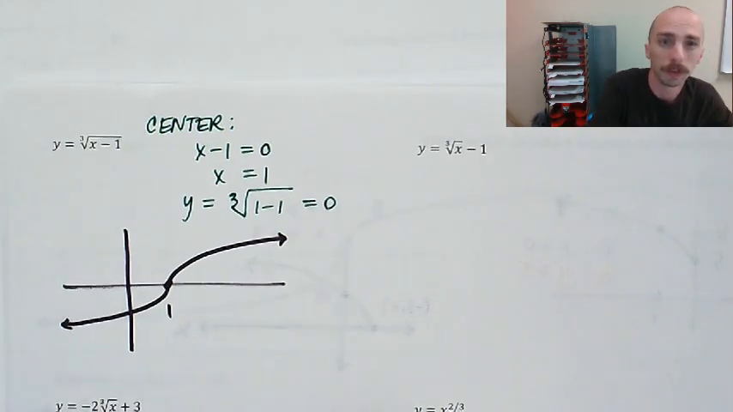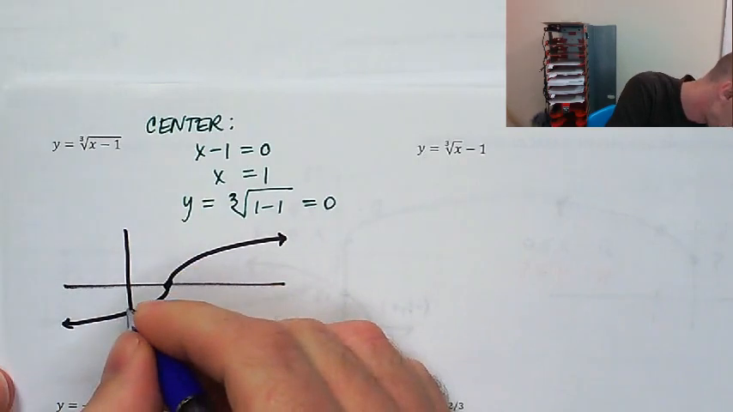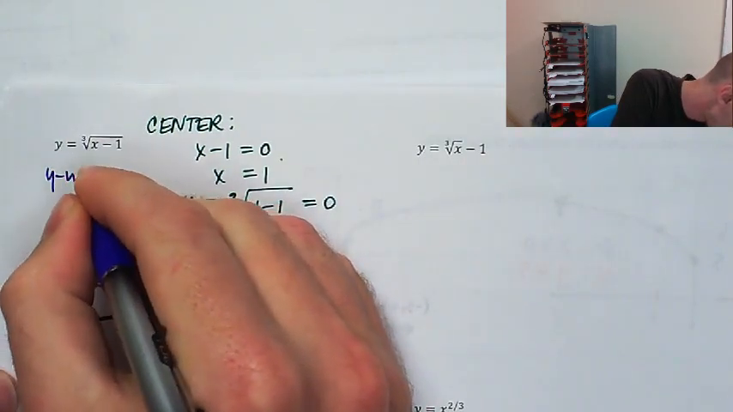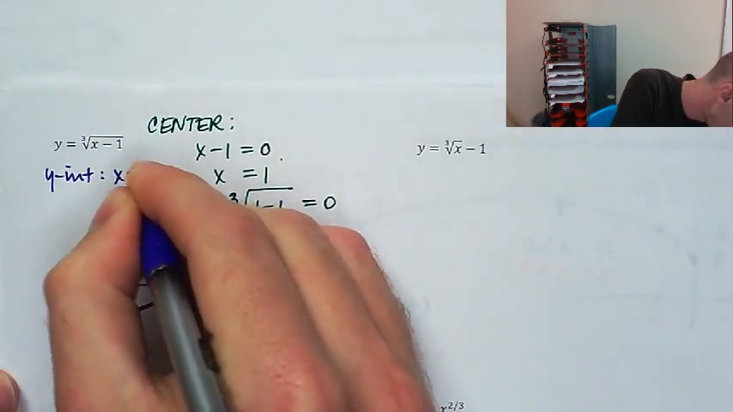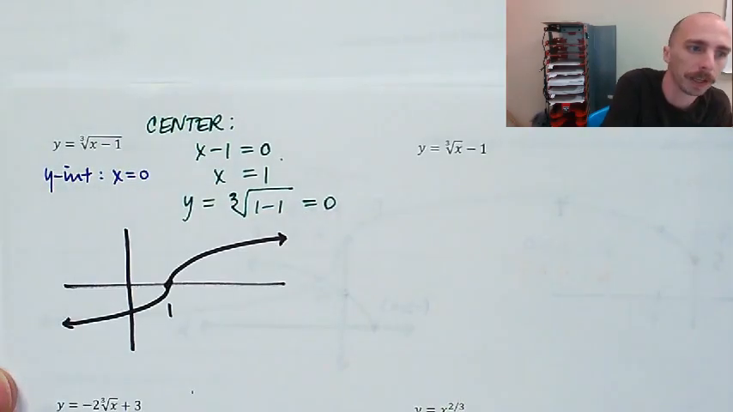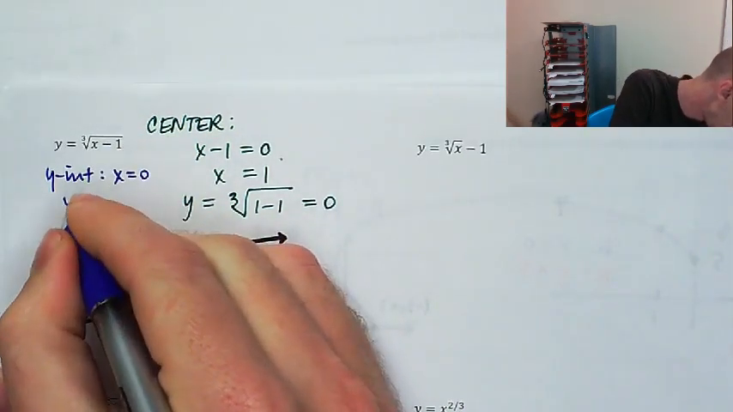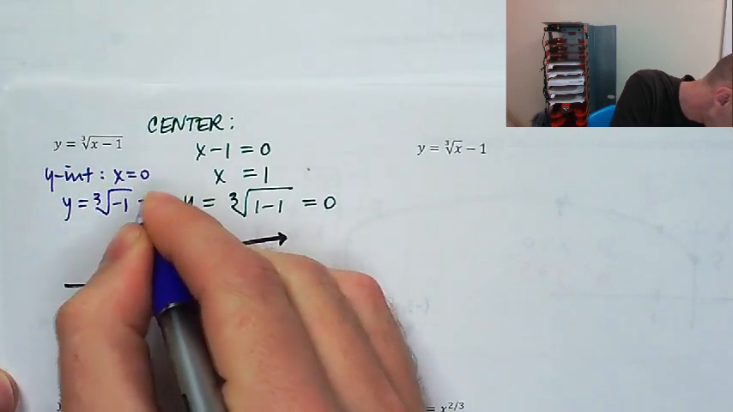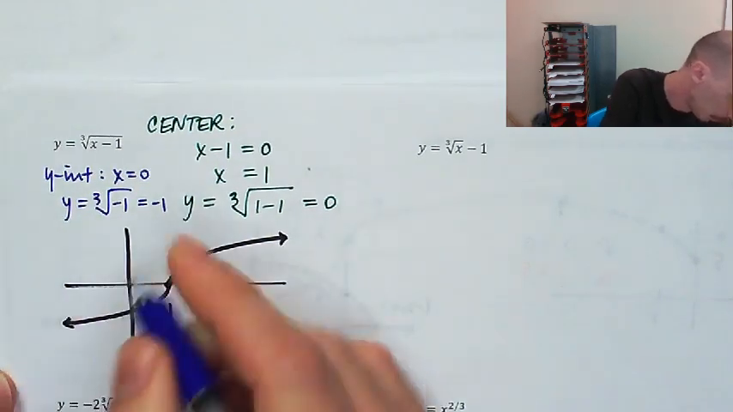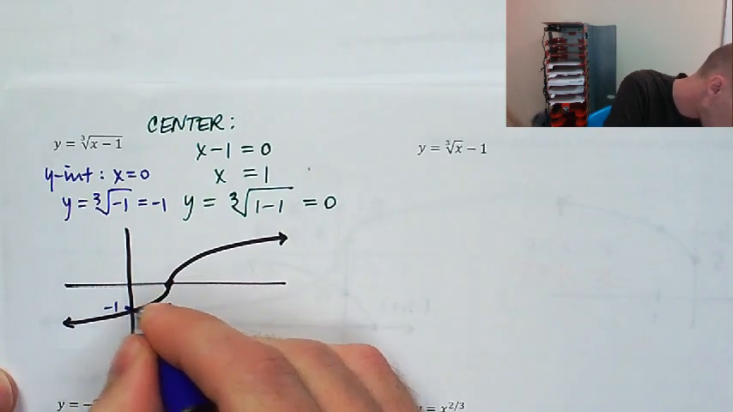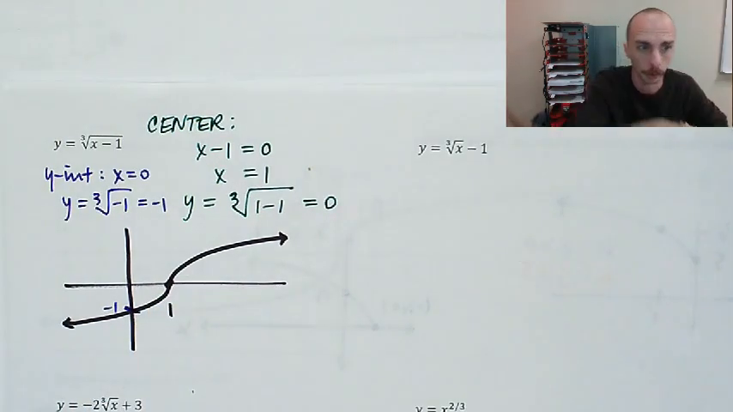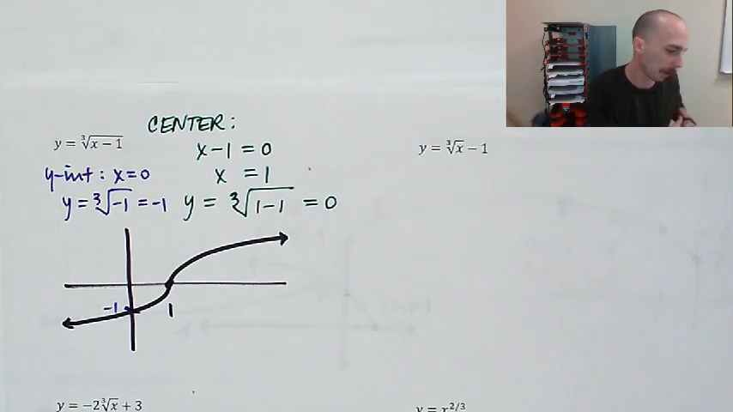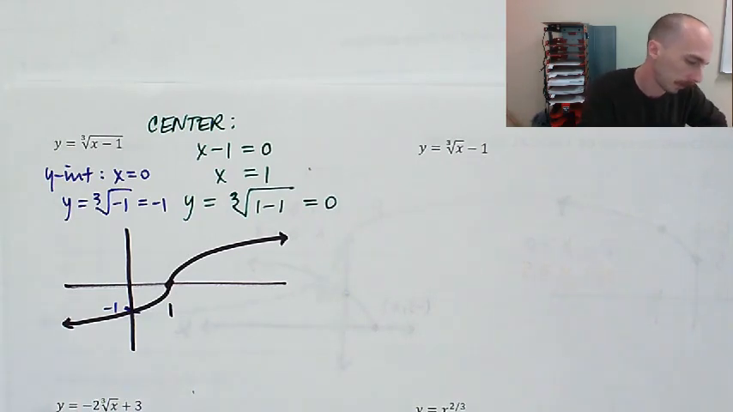Just to remind you, because it's been a while, a y-intercept is where x is equal to 0. So I'm going to say y equals the cube root of 0 minus 1. And the cube root of negative 1 is negative 1. So I'm seeing that down here. Whoops, that didn't quite go right. But there I've got myself a sketch of the graph, cube root of x minus 1.